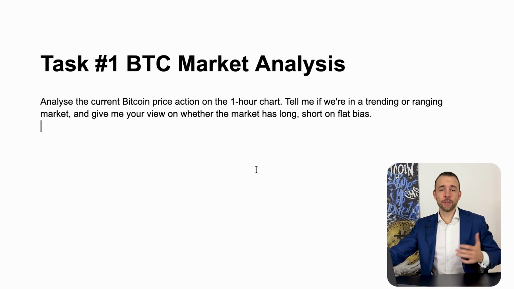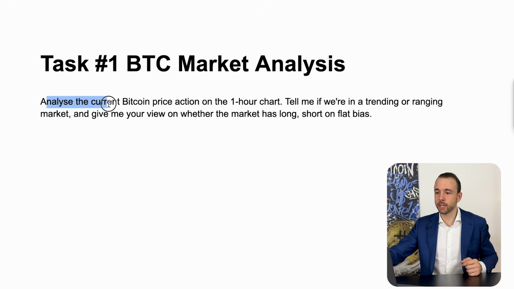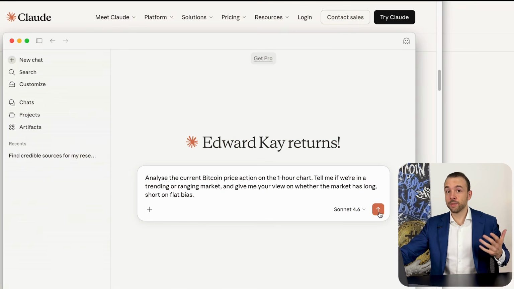For example, as the first step, we can start with Bitcoin market analysis. And for that, let's write the prompt, where we will ask to analyze the current Bitcoin price action on the 1 hour chart. So please tell me if there is a trending or ranging market and give me your view on whether the market is long, short or flat bias. So let's start with the analysis.